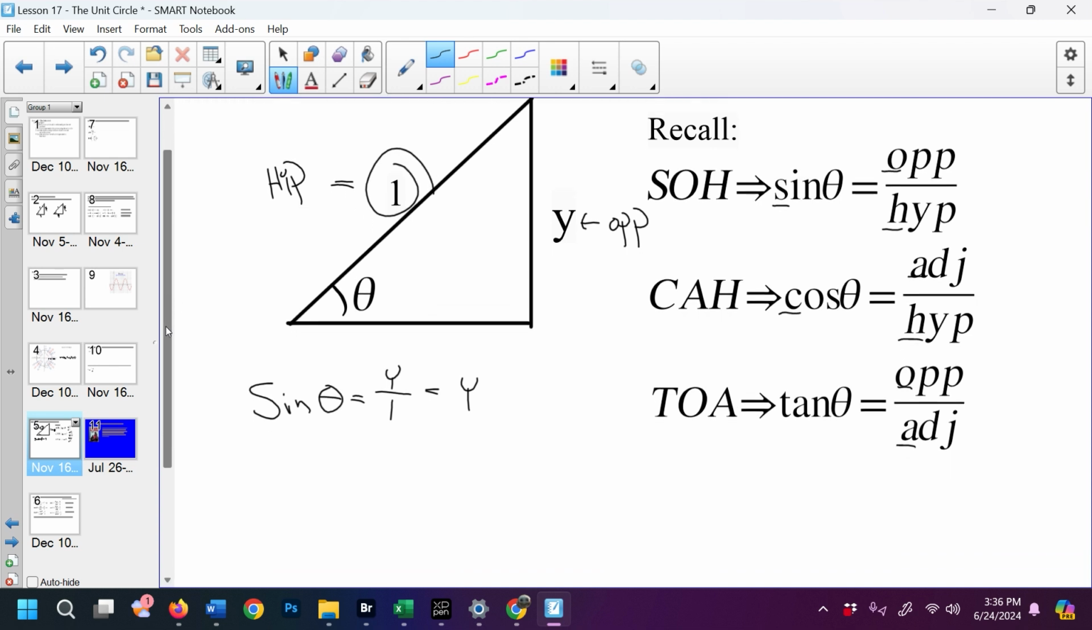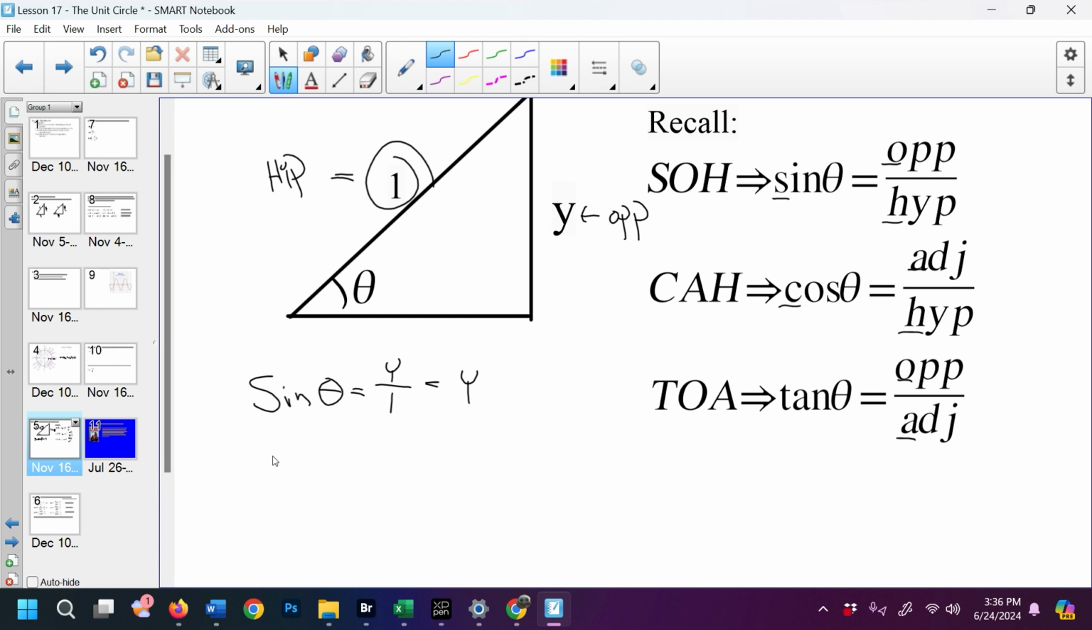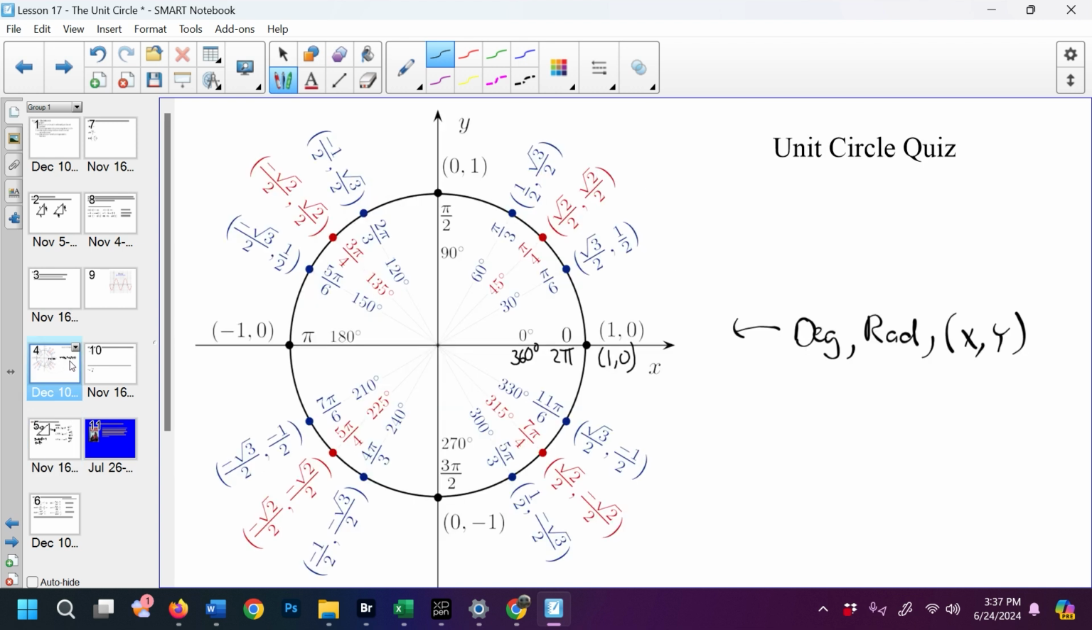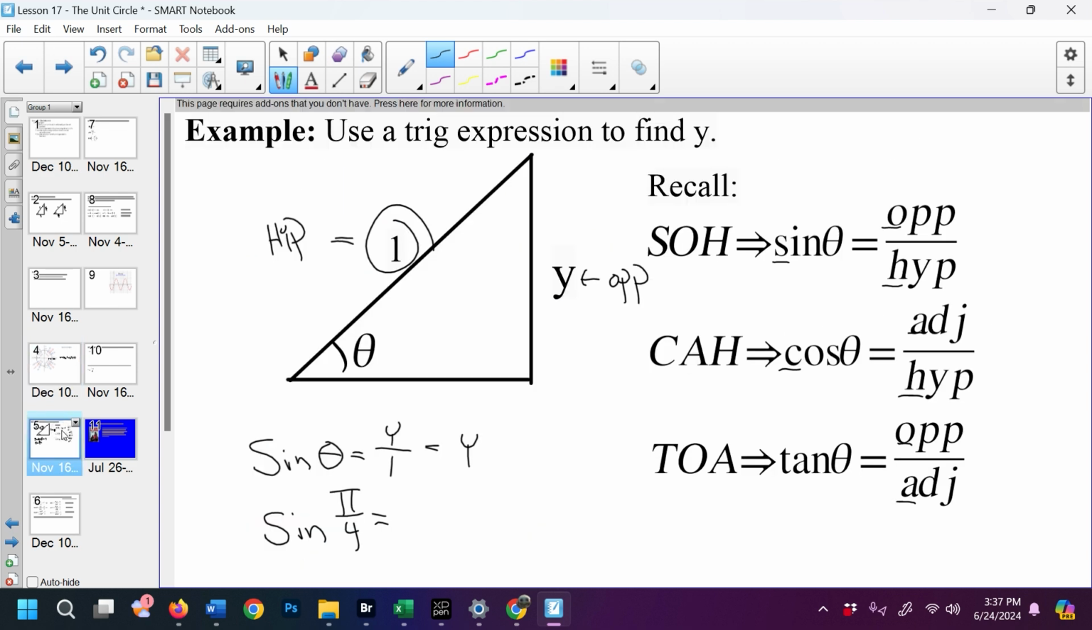So, as a for instance, this is a simple instance. If I say, what is the sine of pi over 4? Well, let's go back to that picture of the unit circle. Pi over 4 is right here. The y value is square root of 2 over 2. So the sine of pi over 4 is square root of 2 over 2. And that is your answer.